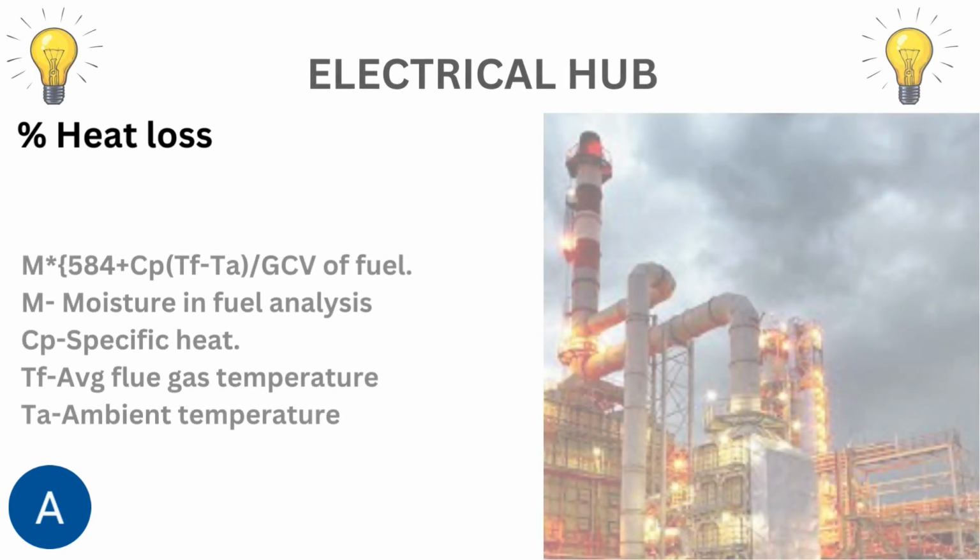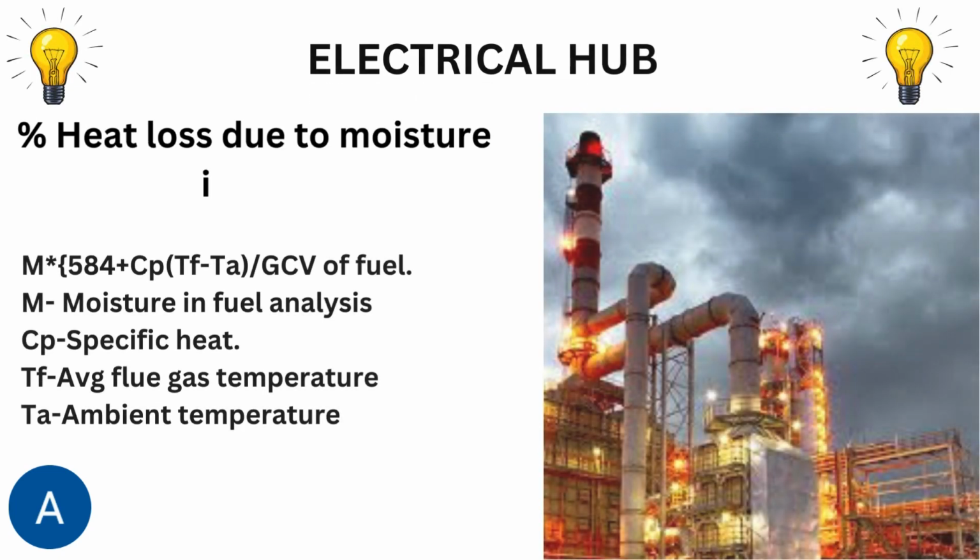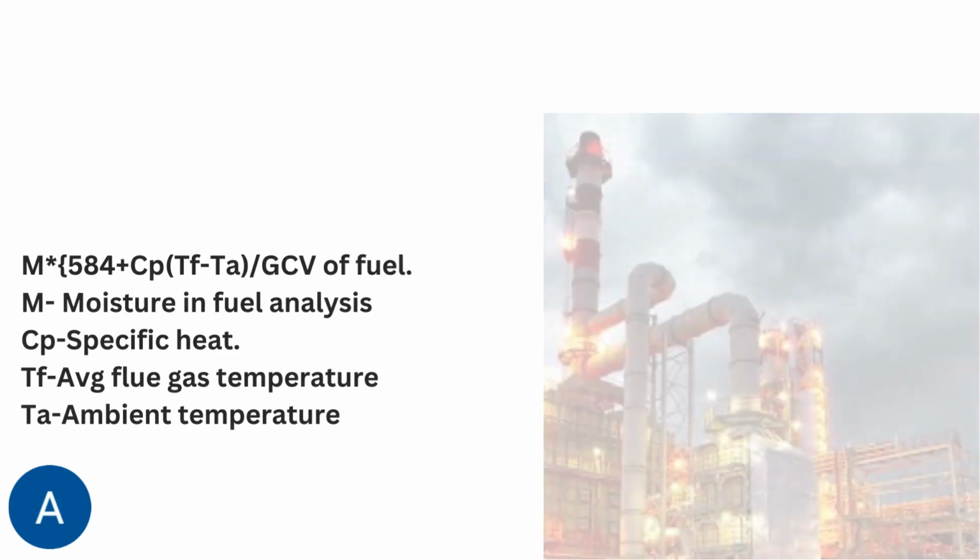Similarly, the percentage of the heat loss due to the moisture in the fuel is M into (584 plus Cp into (Tf minus Ta)) by GCV of the fuel, where M is the moisture in the fuel analysis, Cp is the specific heat, Tf is the average flue gas temperature, and Ta is the ambient temperature.